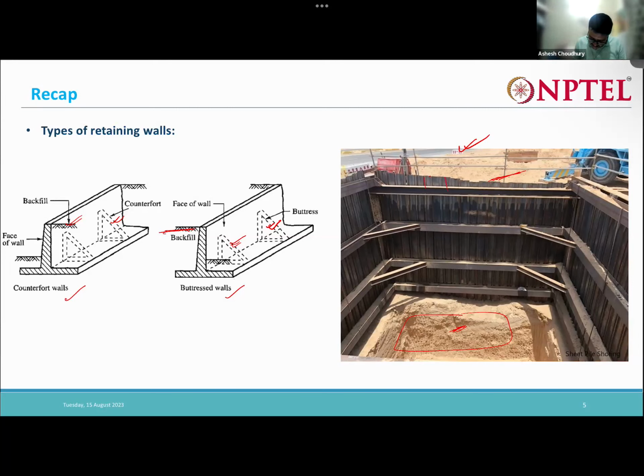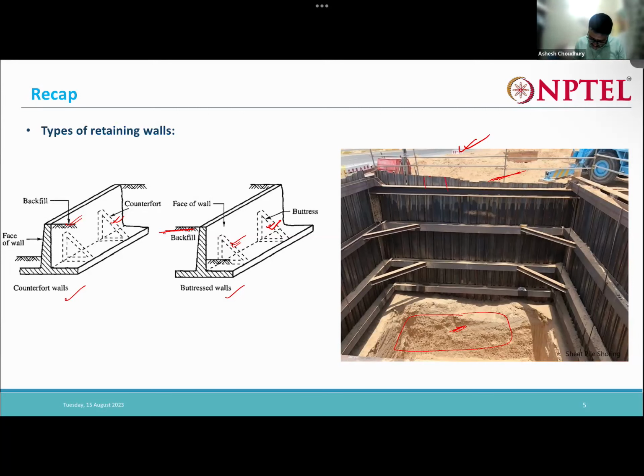And after driving, what do you do? You just excavate the soil from inside. Let's say outside there is water. You drive the sheet pile, then you excavate, and you pump out the water from inside. Then you get a dry environment inside the sheet pile, and there you can start the construction of the foundation.